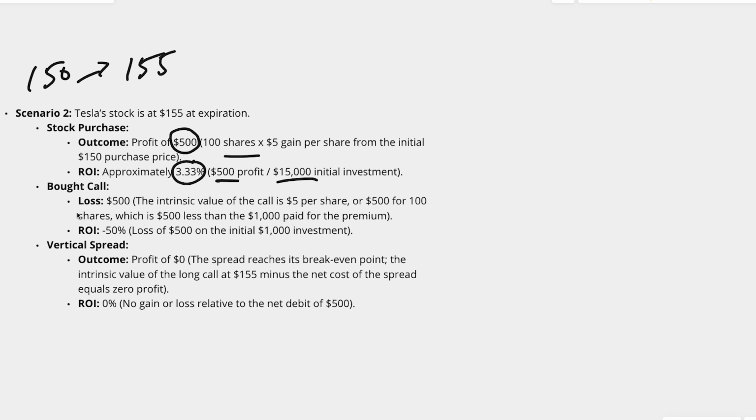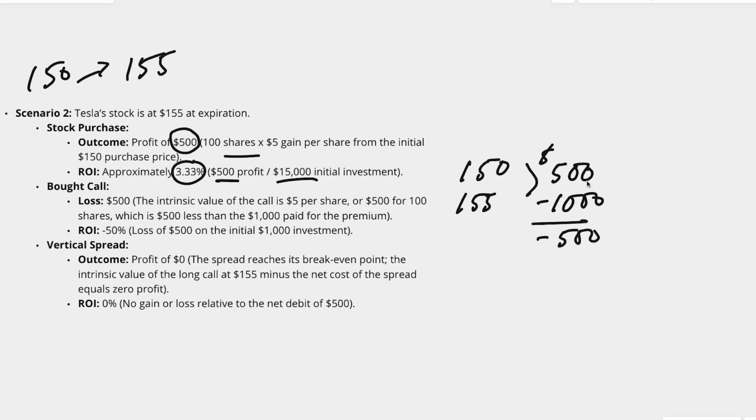For the bought call, we actually have a loss here. Remember, our break-even point for the bought call was 160. So we have a strike price of 150. The stock has moved to 155, but remember, this call option cost us $10. So we are profiting $5 per share times 100 shares, but the call option cost us $1,000. So we are down $500. So we haven't lost our full investment, but we did lose half of it. So our return on investment is negative 50% there with the call option.